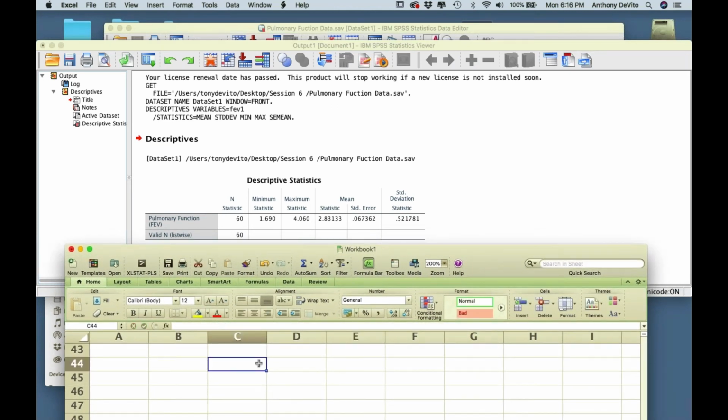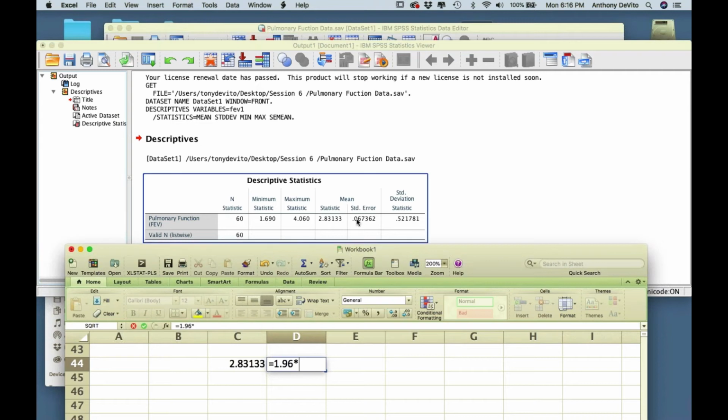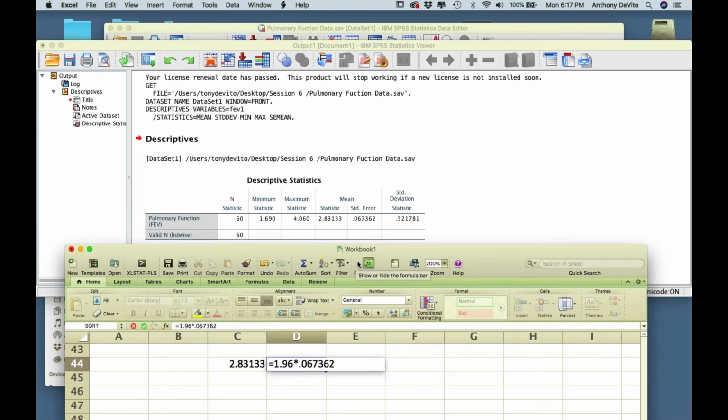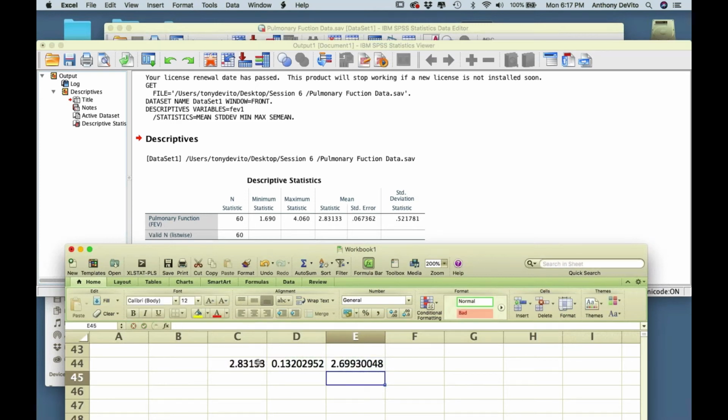So what did I say that was? It's 2.83133, right? And then my margin of error is going to be equal to 1.96 times my standard error, which is 0.067362. I'm trying to do this as precisely as possible. So plus or minus that number, that margin of error is going to be equal to this minus my margin of error, or this plus my margin of error.